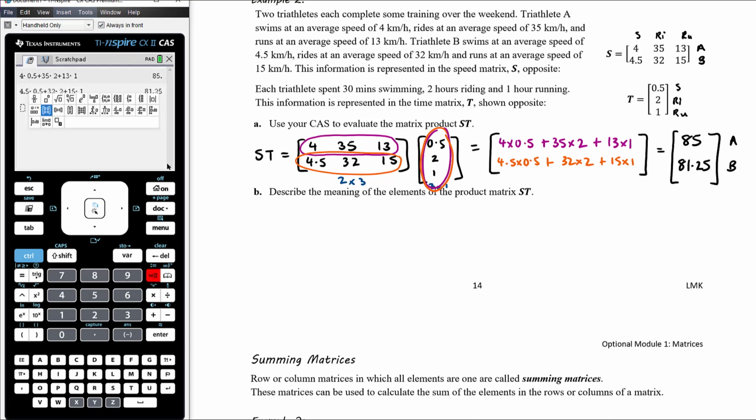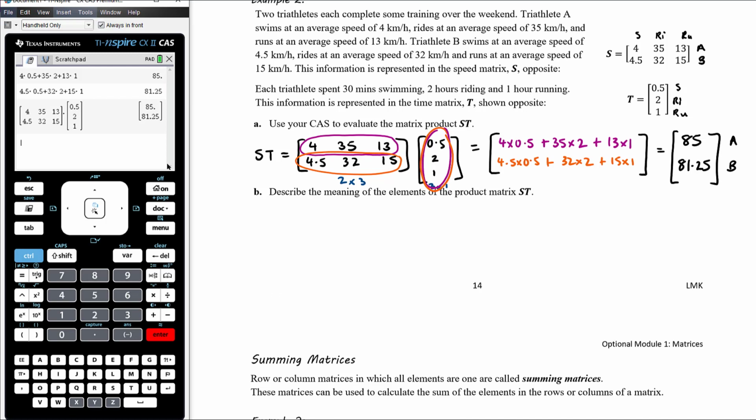But of course you can actually put in the matrices, but again, quite often it's honestly more efficient to think through what's happening a bit yourself and then just do the number calculations rather than actually entering in the matrices. So we've got 2 rows and 3 columns, 4, 35, 13, and 4.5, 32, 15. Then your second matrix would be a 3 by 1, and it is 0.5, 2, 1, and indeed we get the answer that we got by just doing the 2 separate lines of arithmetic.